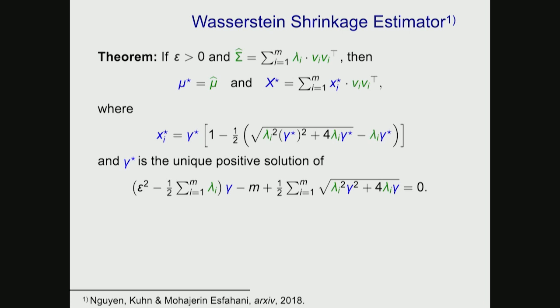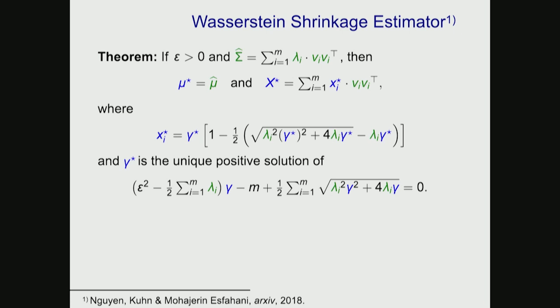So what we can do is the following. We can prove that the optimal solution for the mean is actually just the sample mean, and that the optimal precision matrix estimator, X star, has the same eigenvectors as the sample covariance matrix sigma hat. But it has different eigenvalues. The eigenvalues of our optimal estimator are obtained by perturbing the eigenvalues of the sample covariance matrix by using this formula here. This formula is an analytical formula, but it involves one unknown parameter, gamma star. And this is the unique positive solution of the algebraic equation at the bottom of this slide. So this is a scalar parameter.